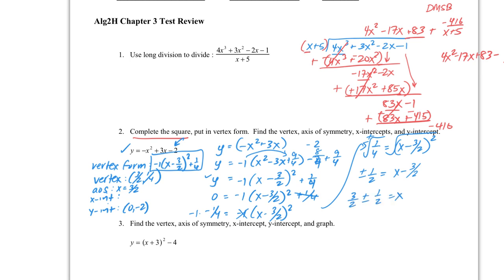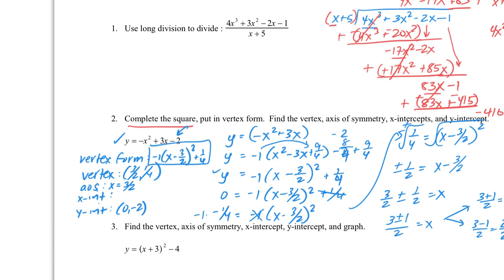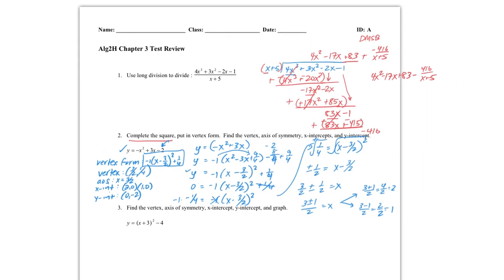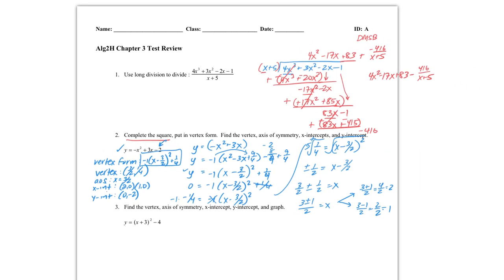So let me clean this up a little bit. I can think of this as (3 plus or minus 1)/2 equals x. And I know that that equals (3 + 1)/2, which is 4/2, which is 2, or (3 - 1)/2, which is 2/2, which is 1. So I know that my x-intercepts are 2 and 1. So my x-intercepts are going to be (2, 0) and (1, 0). And so those are all the answers they're looking for.